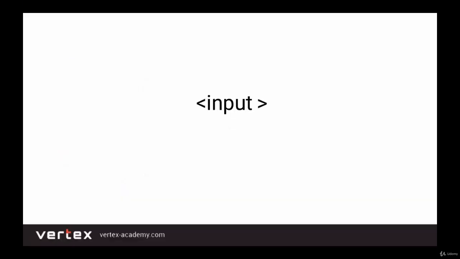The first one is called input. This tag is always used with an attribute called type. The type attribute is very important because the input type of our form depends on the value of this attribute. What do I mean? Well, let's take a look.